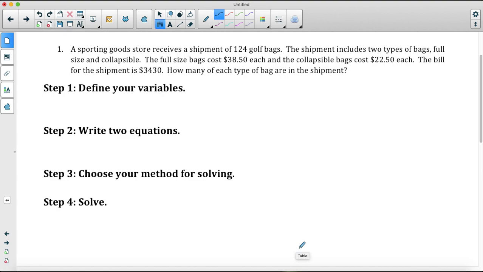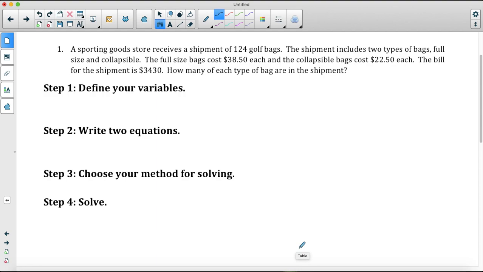This video is on solving systems of linear equations, word problems. A sporting goods store receives a shipment of 124 golf bags. The shipment includes two types of bags, full size and collapsible. The full size bags cost $38.50 each and the collapsible bags cost $22.50 each. The bill for the shipment is $3,430. How many of each type of bag are in the shipment?